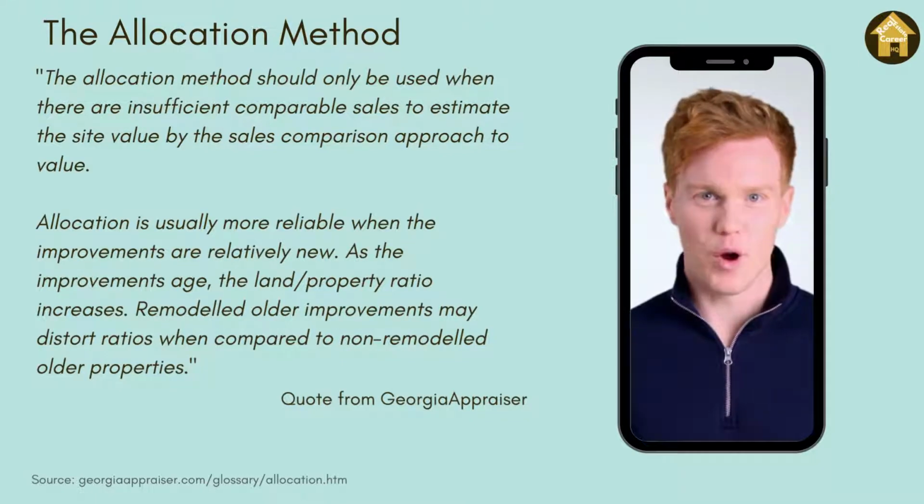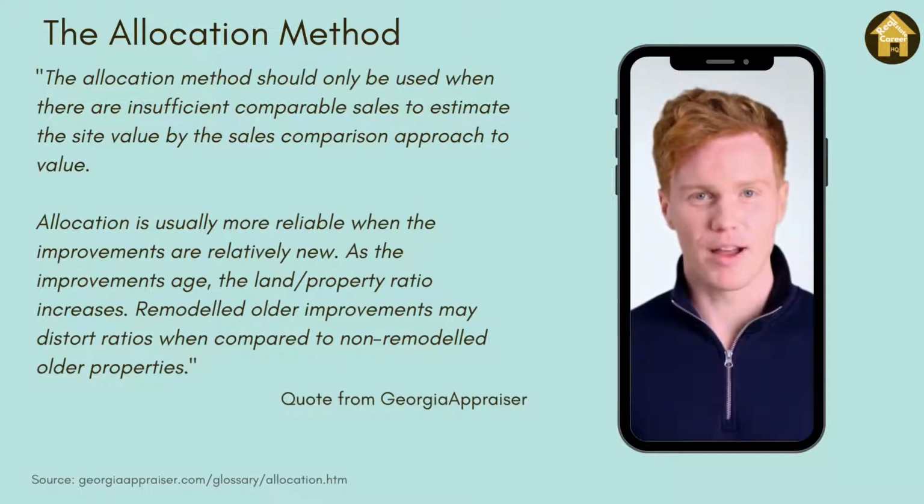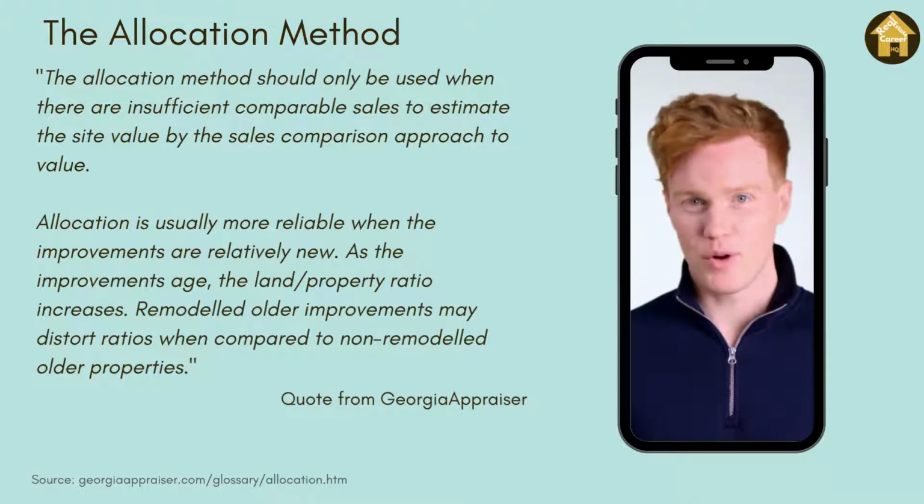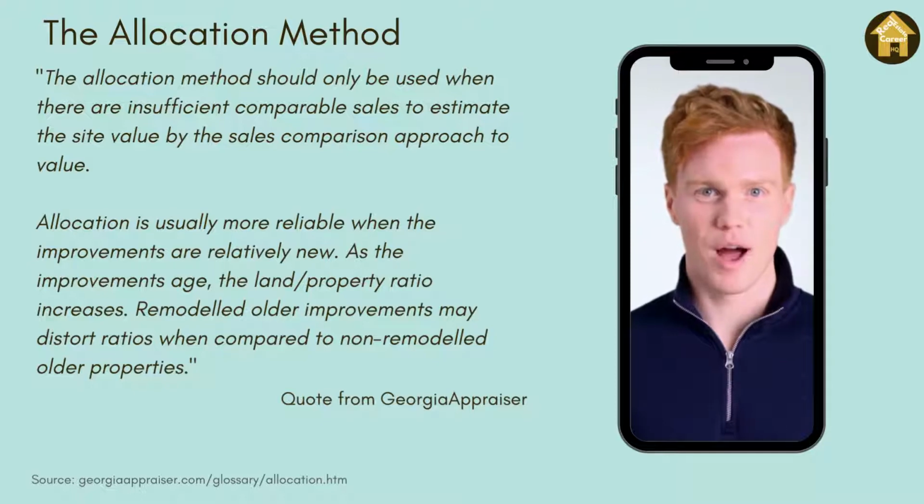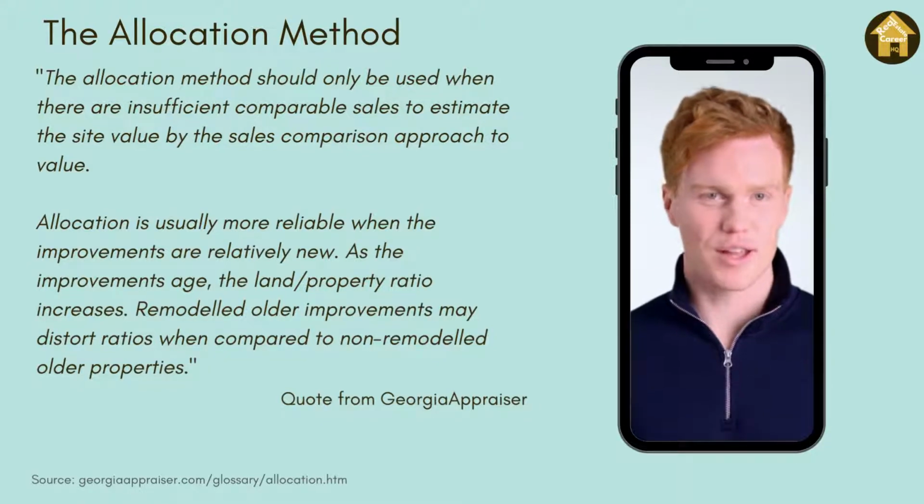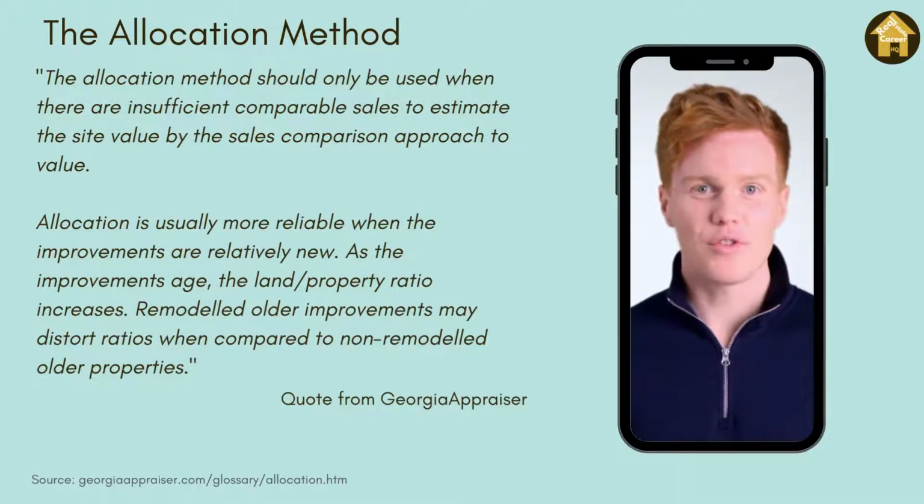Allocation is usually more reliable when the improvements are relatively new. As the improvements age, the land-to-property ratio increases. Remodeled older improvements may distort ratios when compared to non-remodeled older properties.